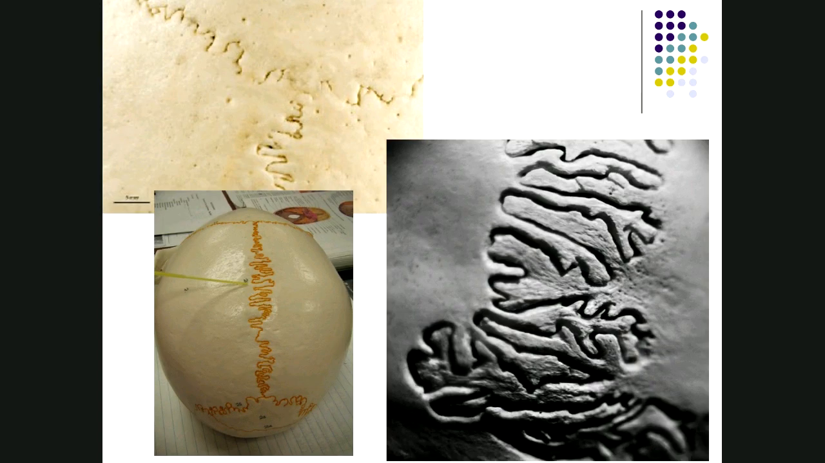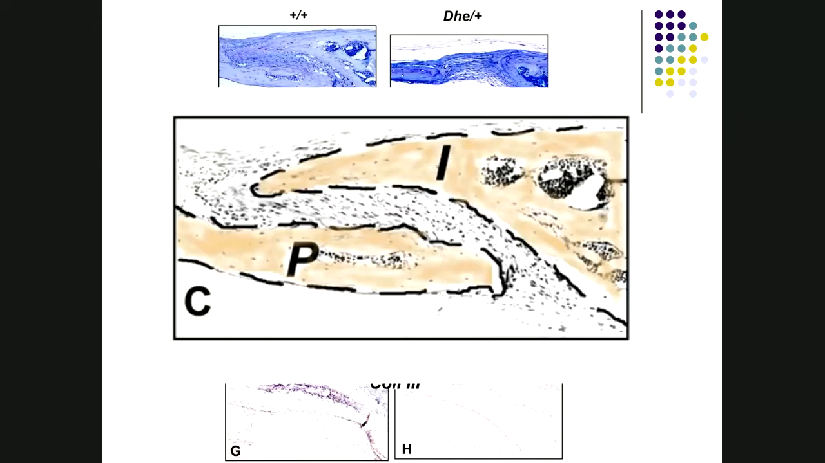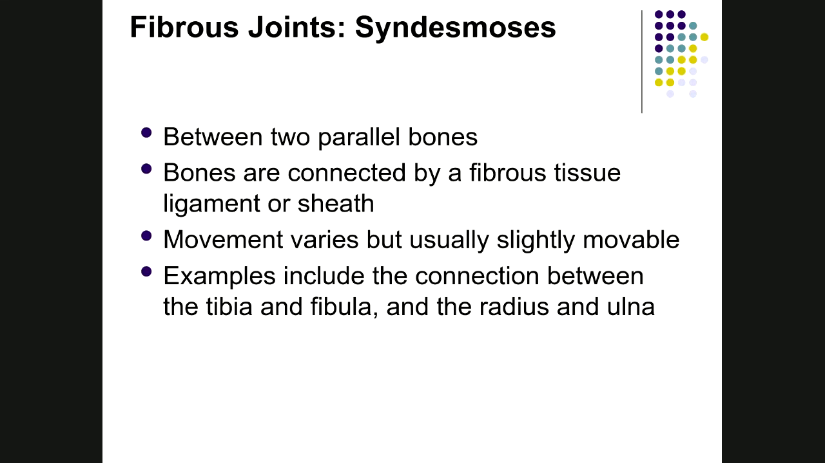Another type of fibrous joint is called a syndesmosis. If you look at a syndesmosis, we don't have very many of these joints. They're found between two parallel long bones. So you have one long bone here and another long bone here. They're parallel to each other, and there's a joint in between them. So they come close together, and there's a joint here. There's a joint here. And so you don't get a lot of movement, but you do get a little bit.